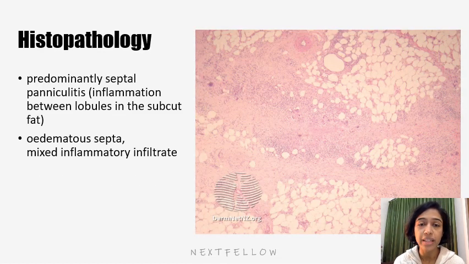So on histopath, what you're seeing here is the subcutaneous fat. Those are the white, right? The globules of fat. And in between these fat globules are the septa, right? That's the connective tissue septa, which has collagenous bands. And here you will see septal panniculitis. Okay, that means the inflammation or the inflammatory cells are between the lobules of fat, okay, in the septa and around the septa. You will have edema in the septa as well, and the inflammatory cells are a mixed type of inflammatory cells.